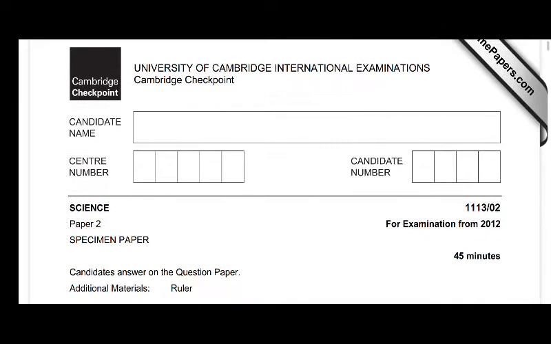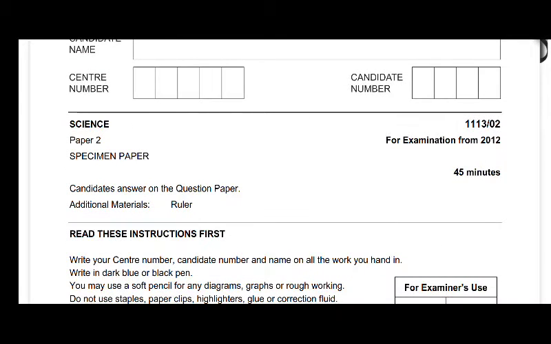All right, now that's the code. As you can see, it's 1113, then stroke 02. So 1113, that's the subject code for checkpoint science. And 02 means it is paper 2. You can have two papers, paper 1 and paper 2. All right, and the time allocated to these papers is 45 minutes. So you need to finish the paper in 45 minutes.